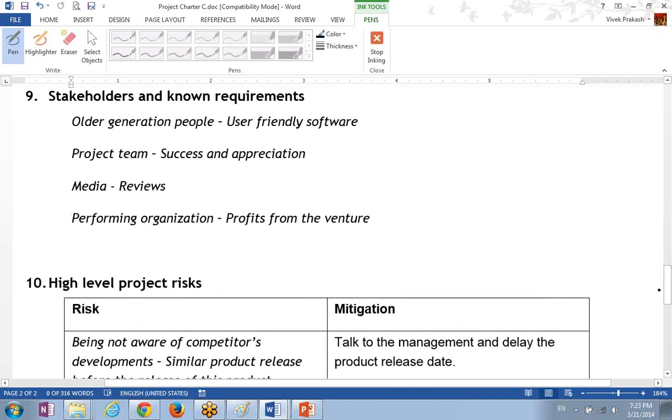Okay, stakeholders and known requirements, that is fine. For the older generation, one more thing maybe you can write is accessibility. The small buttons normally are not so comfortable. Project team success and appreciation.